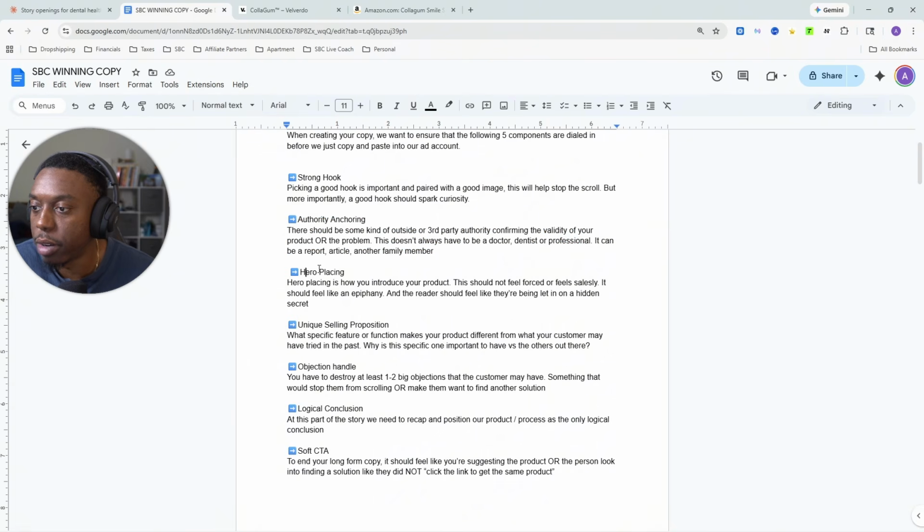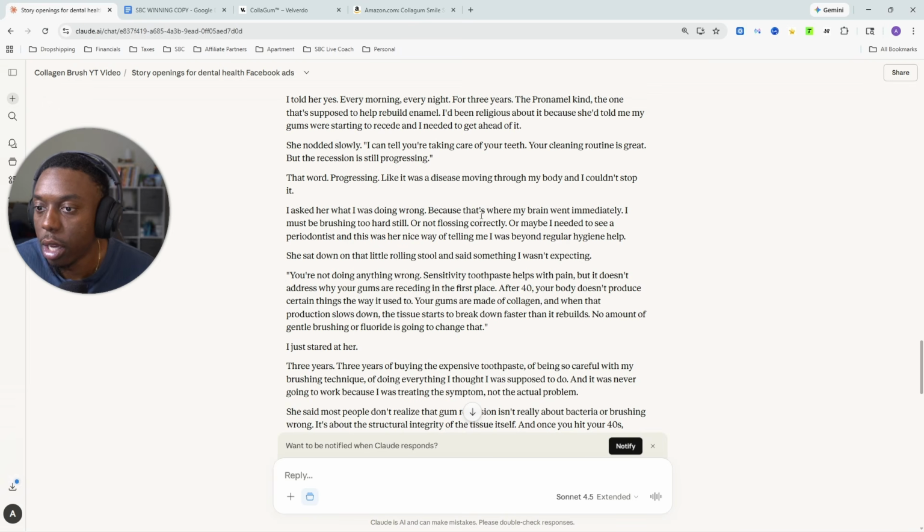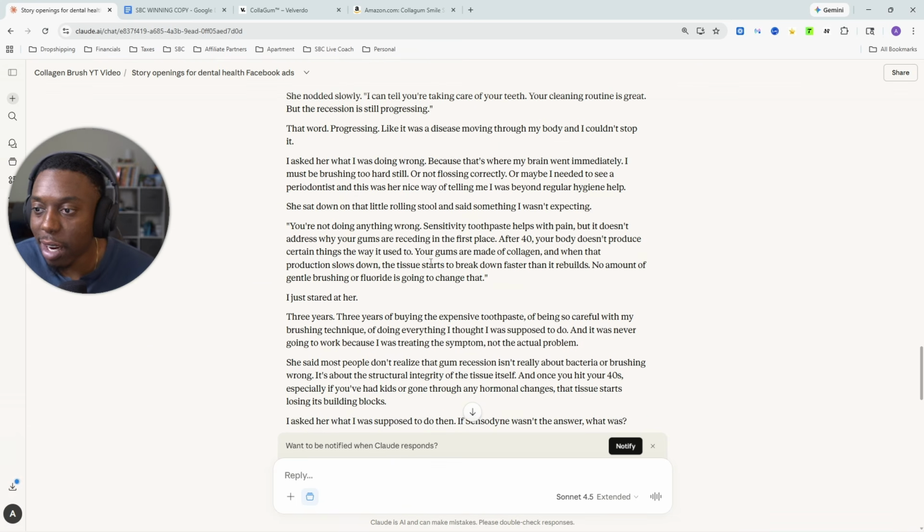And following that up is the story. So I asked her, what am I doing wrong? Because that's where my brain went immediately. I must be brushing too hard still, or not flossing correctly, or maybe I need to see a periodontist. And this was her nice way of telling me I was beyond regular hygiene help. She sat down on that little rolling stool and said something I wasn't expecting. You're not doing anything wrong. Sensitivity toothpaste helps with pain, but it doesn't address why your gums are receding in the first place.